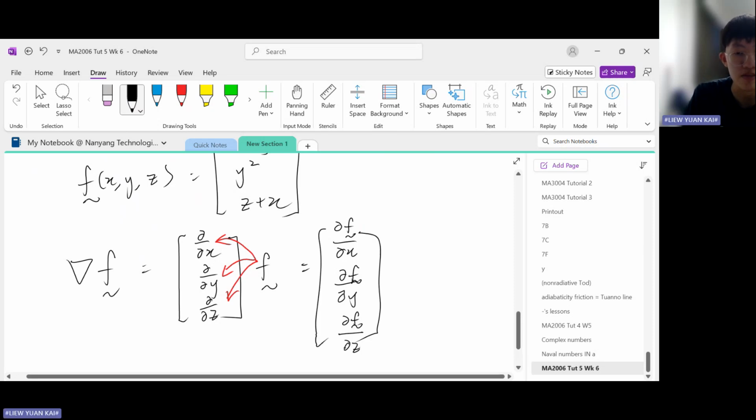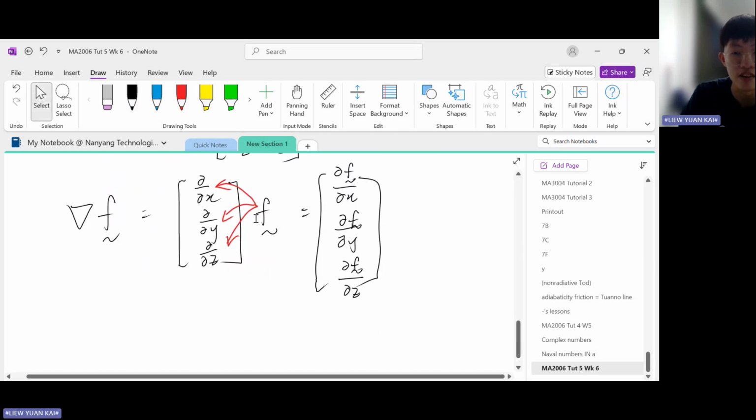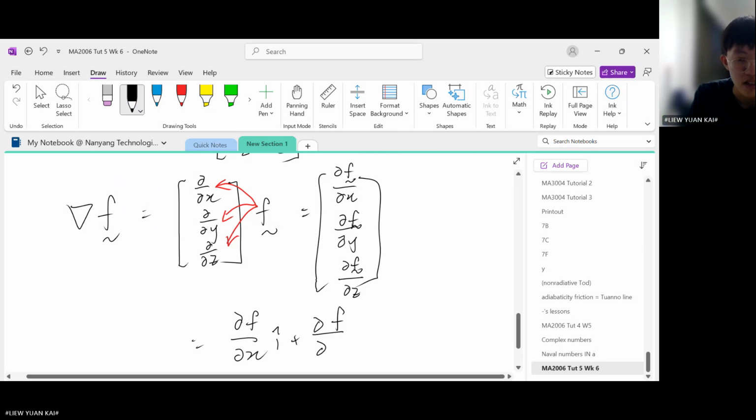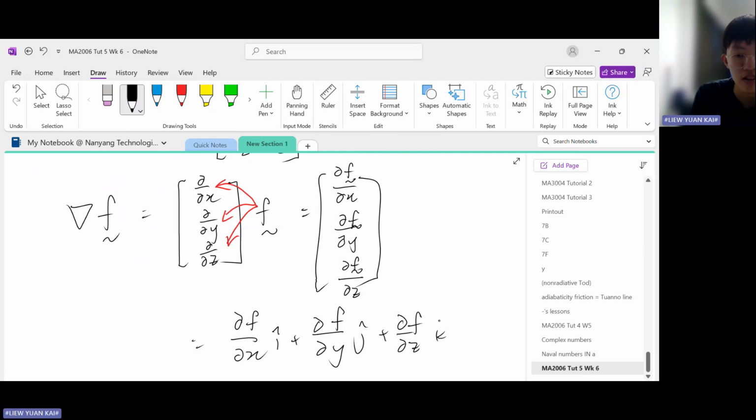Okay, so this is what it means to take the nabla of f, like that. And then of course, you can write this in the IJK format. So it'll be like this, i plus this, j plus this, k.